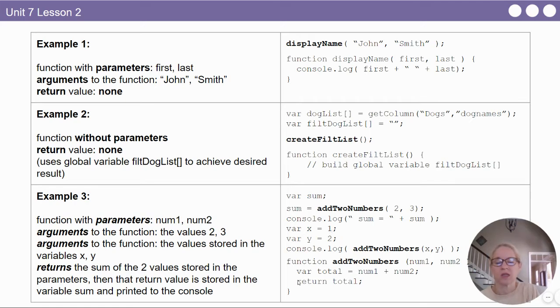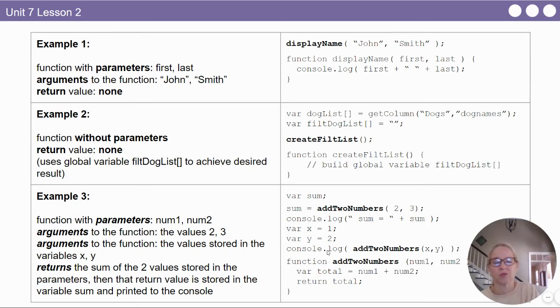It also returns the sum of the 2 values stored in the parameters. So the first time, it calls add 2 numbers with 2 and 3. Those values are stored in num1 and num2. Inside this function, it takes whatever is stored in num1 and num2, stores it in total, and returns total. So it's going to return 5, and then 5 is stored back in sum. On the next line, that's printed out.